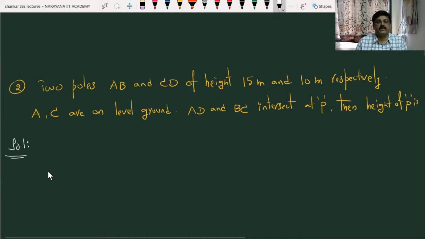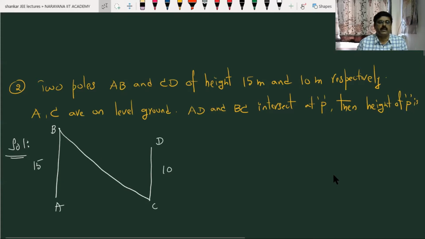First of all, AB and CD. Okay, now watch the figure carefully. So I take AB pole like this and CD pole like this. They give these lengths as 15, 10. Clearly they mentioned that A, C are on the level ground, AD and BC. Okay, students, now shall we join these two? If you join these two, what is happening there? Carefully observe. This level ground, horizontal. Now they intersect at P.